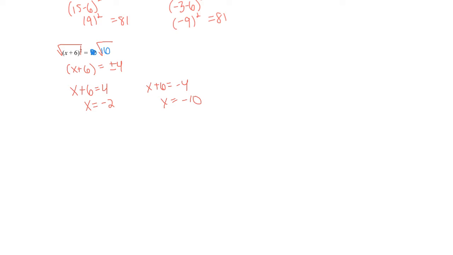I didn't do this above, but I should have. We should represent our answer in one line, x equals negative 2, comma, negative 10, like we did above. Let's plug it in and test it and make sure we did a good job. We have negative 2 plus 6 squared. That's 4 squared, which is definitely 16. We have negative 10 plus 6 squared. That is negative 4 squared, which is definitely 16 as well.